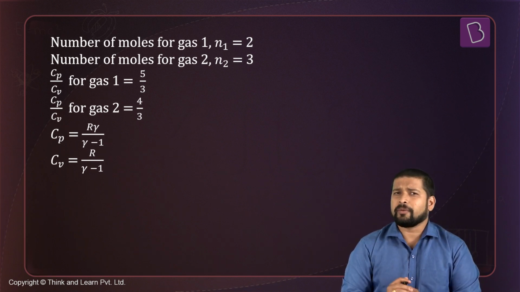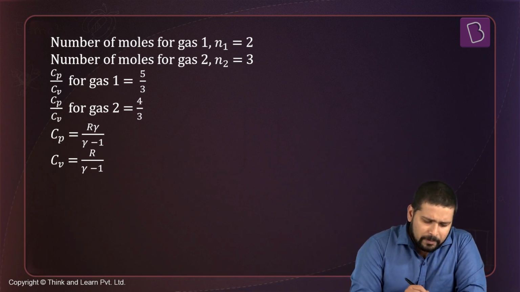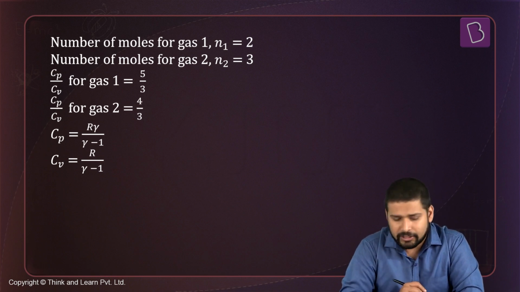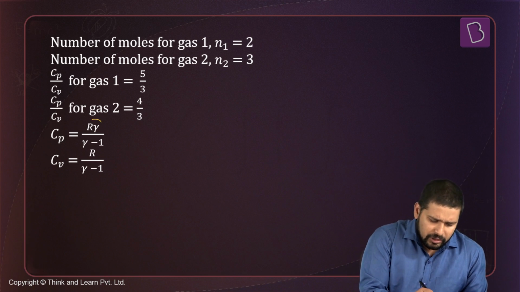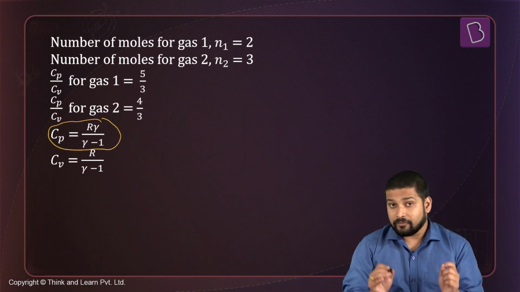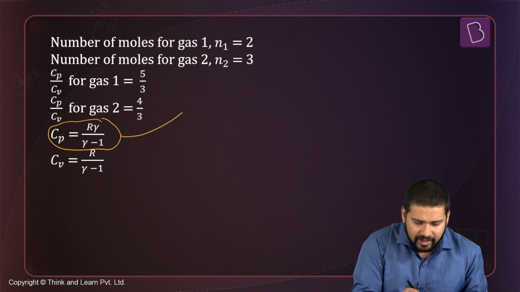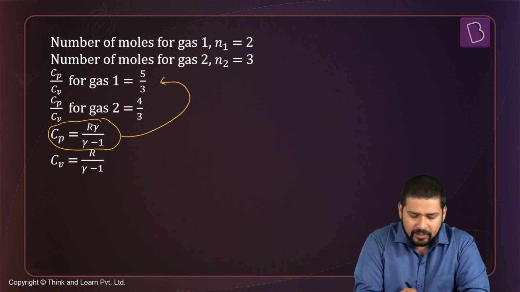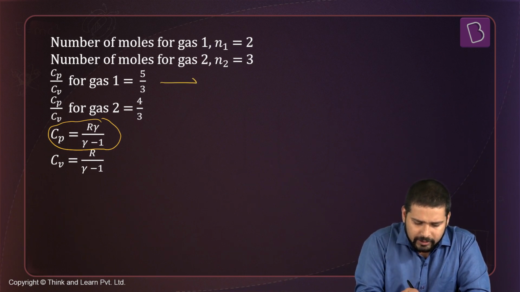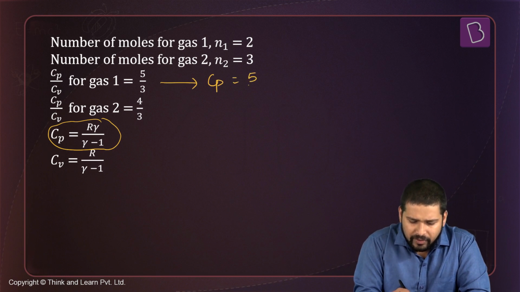So first thing what we have to do is find the value of Cp and Cv for both of these individual gases. For that, we are going to use this formula, which is Cp is equal to R gamma divided by gamma minus 1. And if you do that, you end up getting the value of Cp for the first gas, that is equal to 5 by 2 times of R.